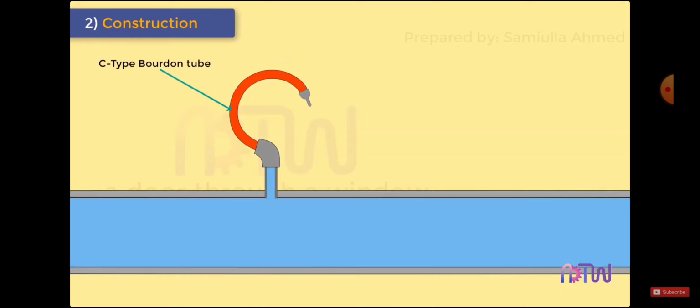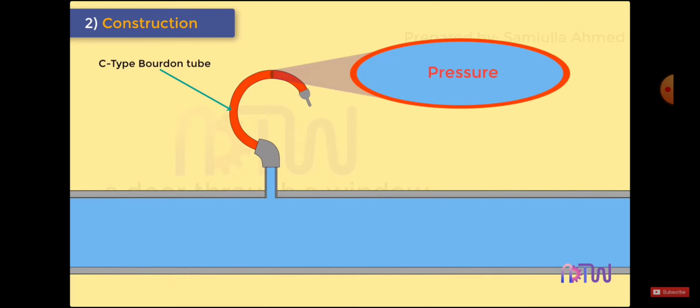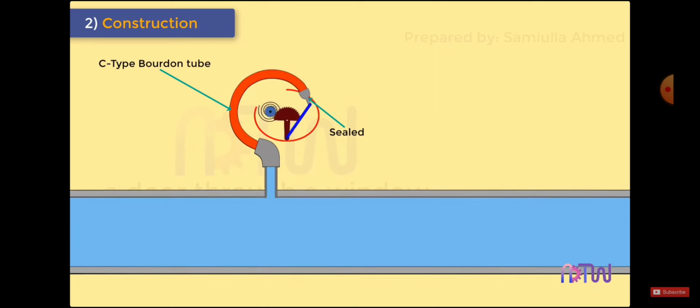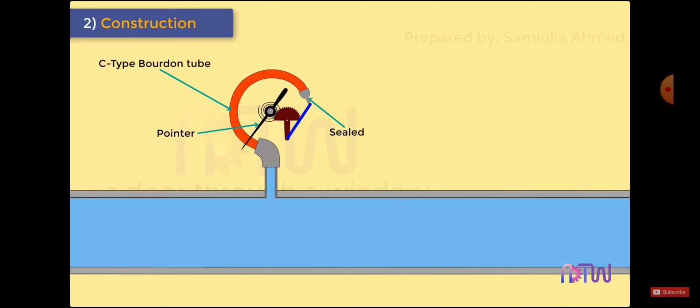Construction. A C-type Bourdon tube consists of a long thin-walled cylinder of non-circular cross-section, which is sealed at one end. This tube is made from materials such as phosphor bronze, steel, and beryllium copper, and attached by a light mechanism which operates the pointer. The other end of the tube is fixed and is open for the application of the pressure which is to be measured. The tube is soldered or welded to a socket at the base, through which the fluid, whose pressure is to be measured, enters the C-type Bourdon tube.